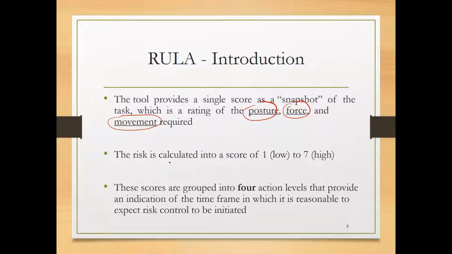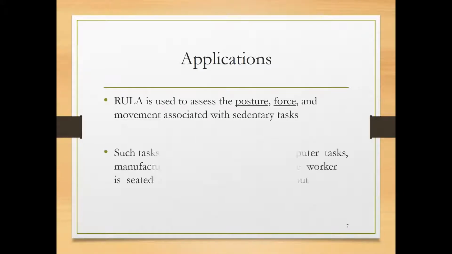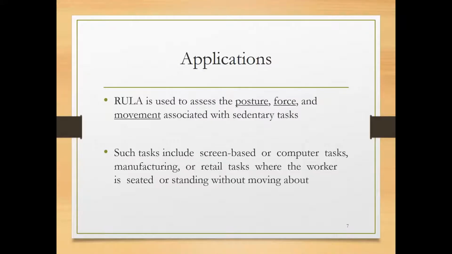In OWAS, we had four action categories. In RULA, we do have again four action levels or action categories. The score that we get using the RULA method can range from 1 to 7, and this score of 1 to 7 can further be converted into one of the four action categories. And like OWAS, these are four ordinal categories. So we have seen that posture, force, and movement, three things, are evaluated using RULA.